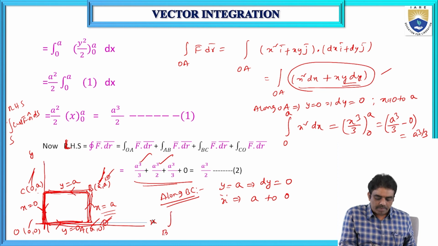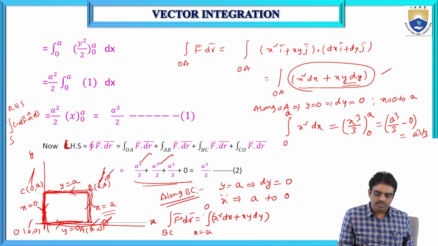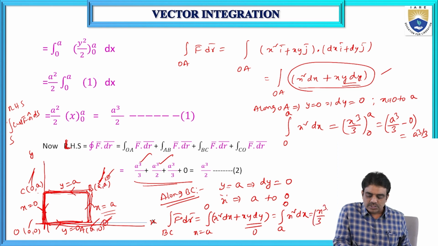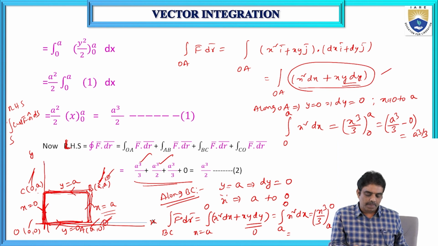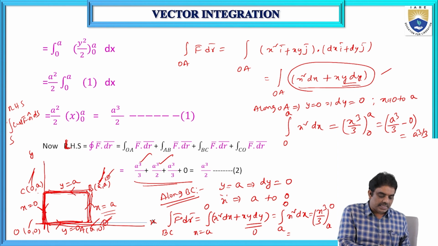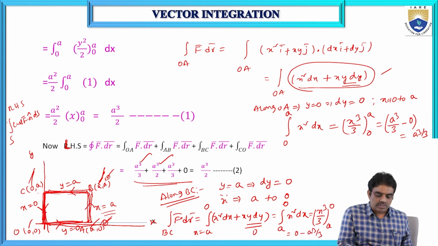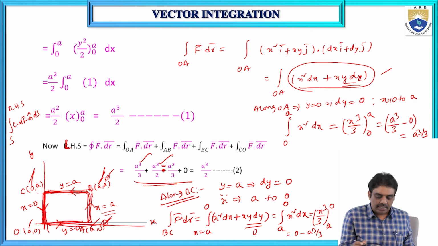So the integral along BC of f bar dot dr bar is equal to the integral of x square dx plus xy dy, with x limits from a to 0. But dy is 0, so the second term is entirely 0. So the integral of x square dx between a and 0 is x cube by 3 between a and 0. The value is 0 minus a cube by 3, so we get minus a cube by 3.